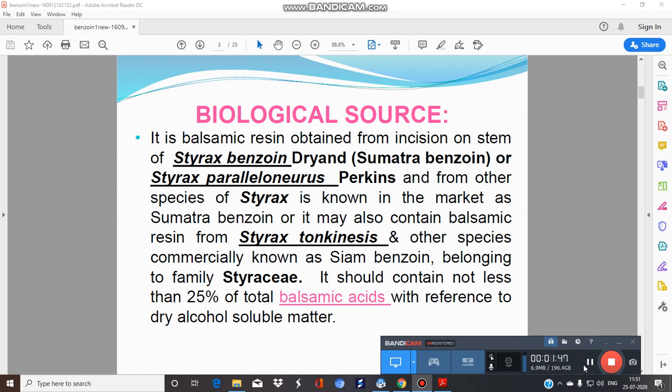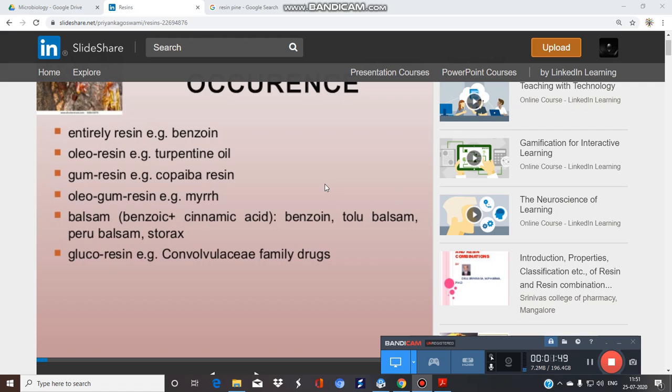I hope you remember the classification. Let's recall it very fast. Depending upon the type of constituents, resins are classified into three categories: acid resin, acid ester resin, and resin alcohol. As they are complex homogeneous mixtures, they are further classified into oleoresin, oleogum resin, glycoresin, glucoresin, etc.